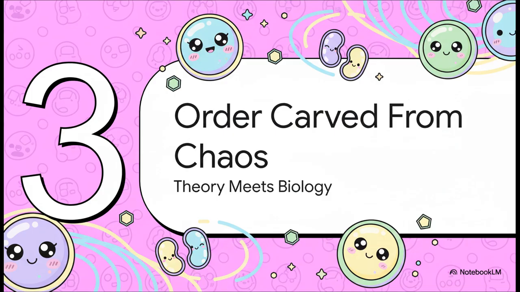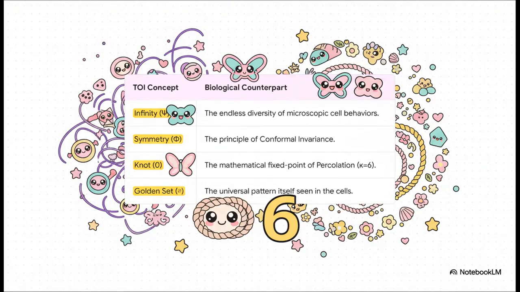All right, I know, that's a very abstract idea. So let's connect this grand theory back to the concrete, real-world patterns that we're actually seeing in these living cells. This is where it all starts to click. And this is the punchline. The theory's infinity, well, that's just the chaotic, unpredictable world happening inside the cells. The symmetry operator, that's the conformal invariance the scientists actually measured. The knot, or the fixed point, that is the magic number they found, kappa equals 6, the signature of percolation. And the golden set, the final sculpture, that is the beautiful universal pattern we see in the cells themselves.